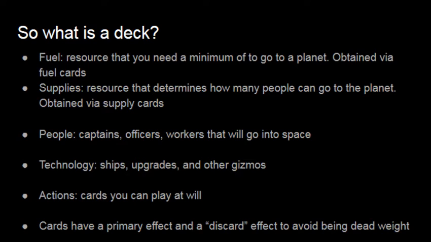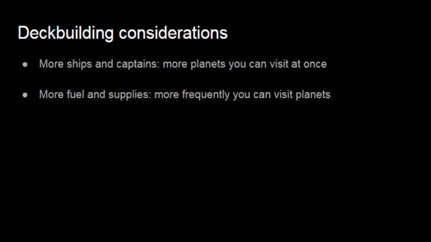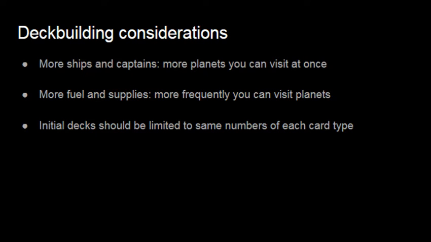Anyway, let's continue. Deck building considerations for making an initial deck. If you have more ships and captains, you can visit more planets at once. If you have more fuel and supplies, you can visit planets more frequently. So we want to try to keep those in balance to avoid any degenerate strategies. So we should limit the initial decks to the same numbers of each deck type. This way, one person with a ton of ships and captains can't just land on the planets and do a quick rush. Or if someone has tons of fuel, they can just hop from each planet and strip them down. We want it so that they start out as symmetrical as possible, but with some variation.